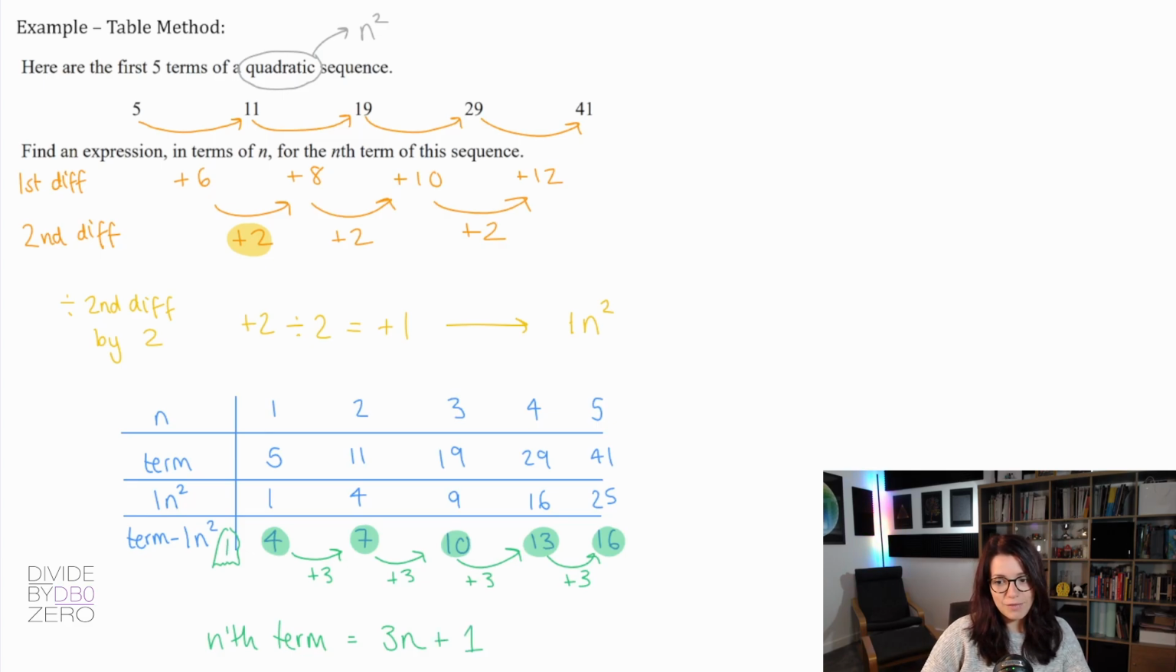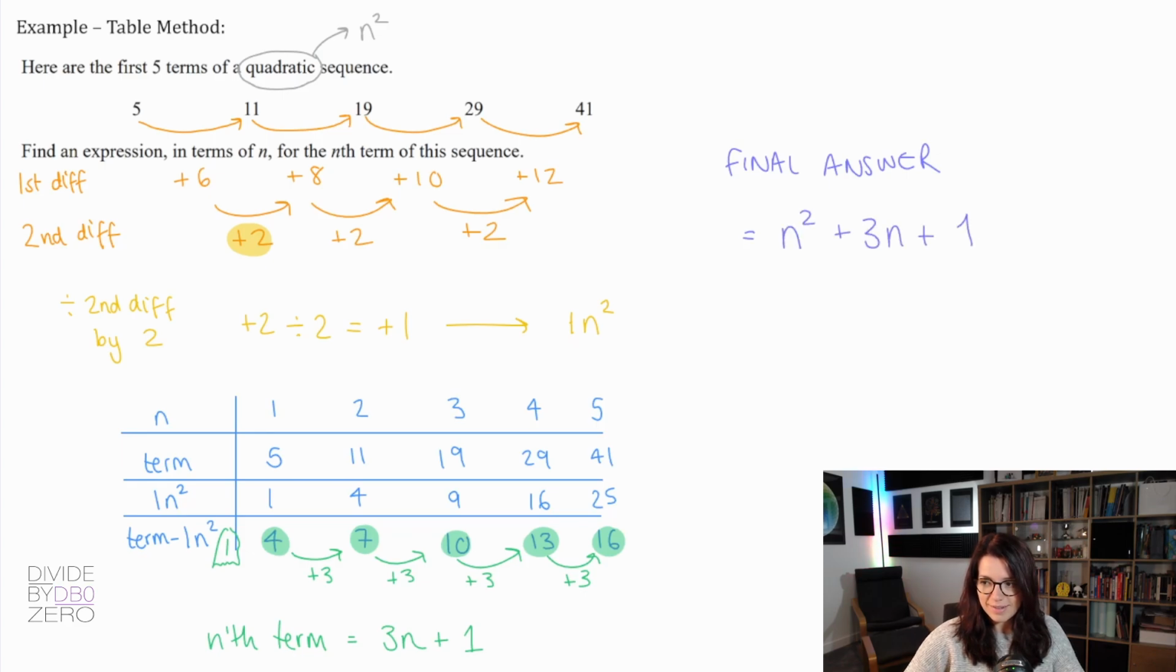Now we're ready to put everything together for the final answer. So for our final answer, the nth term of this quadratic sequence is 1n squared, or just n squared, plus 3n plus 1. And just to recap where I got all of that from, the n squared came from this part, and then the 3n plus 1 came from this part. And that's it. This method's pretty long, but if you practice it a lot, it's not so bad.